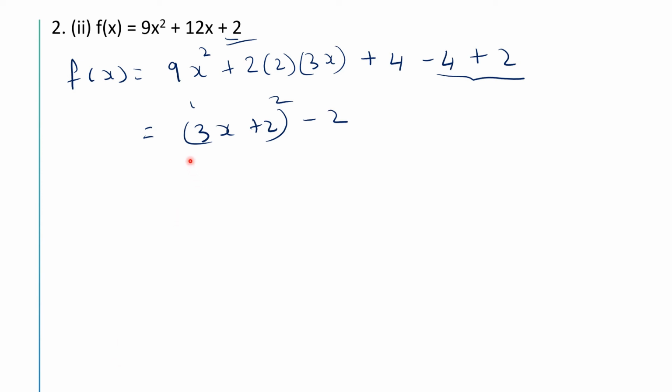Here the minimum value of (3x plus 2) the whole square is 0. So the minimum value of f(x) is 0 minus 2. So the minimum value of f(x) is nothing but minus 2 and no maximum value.